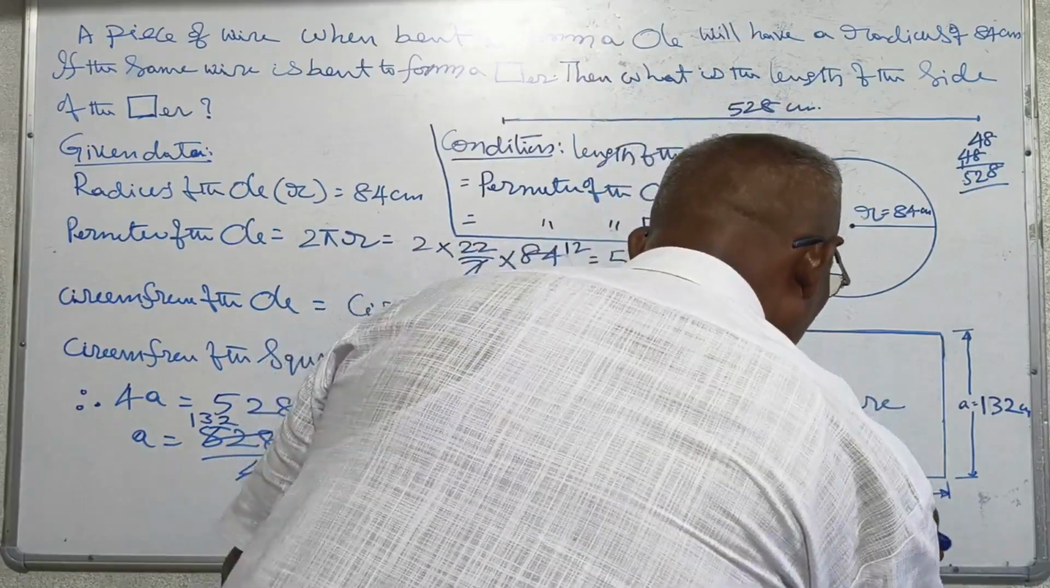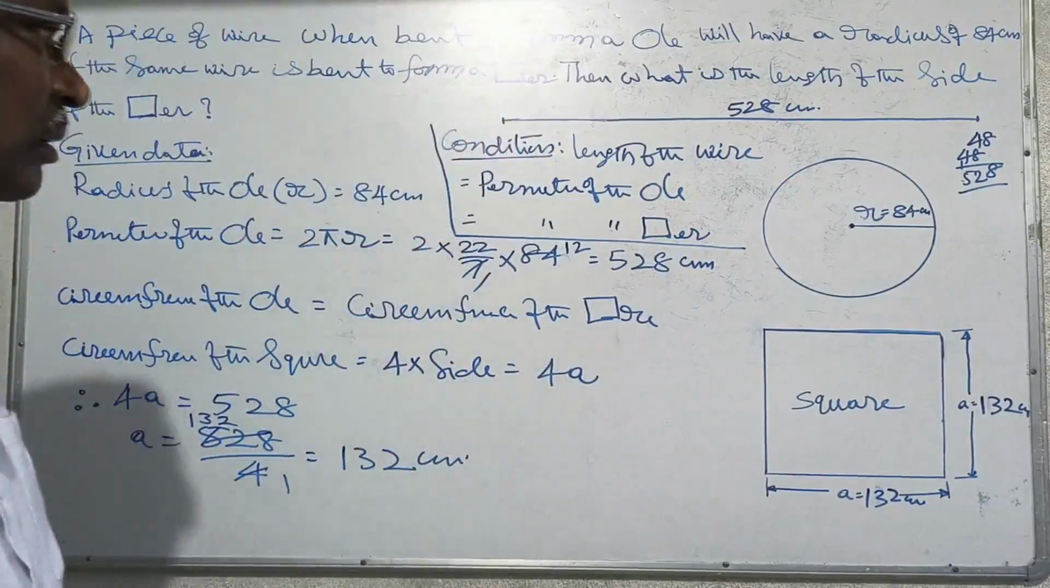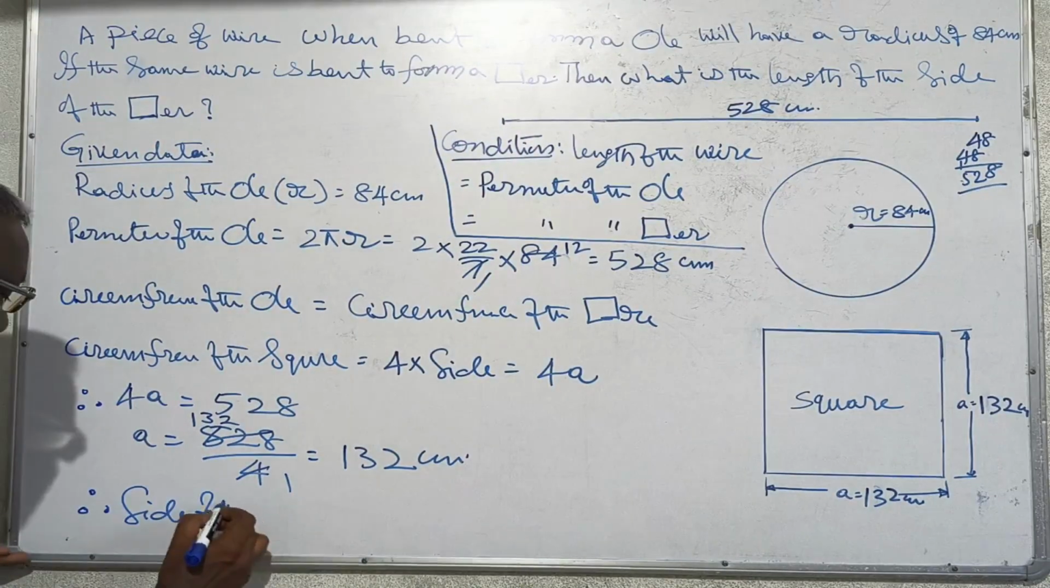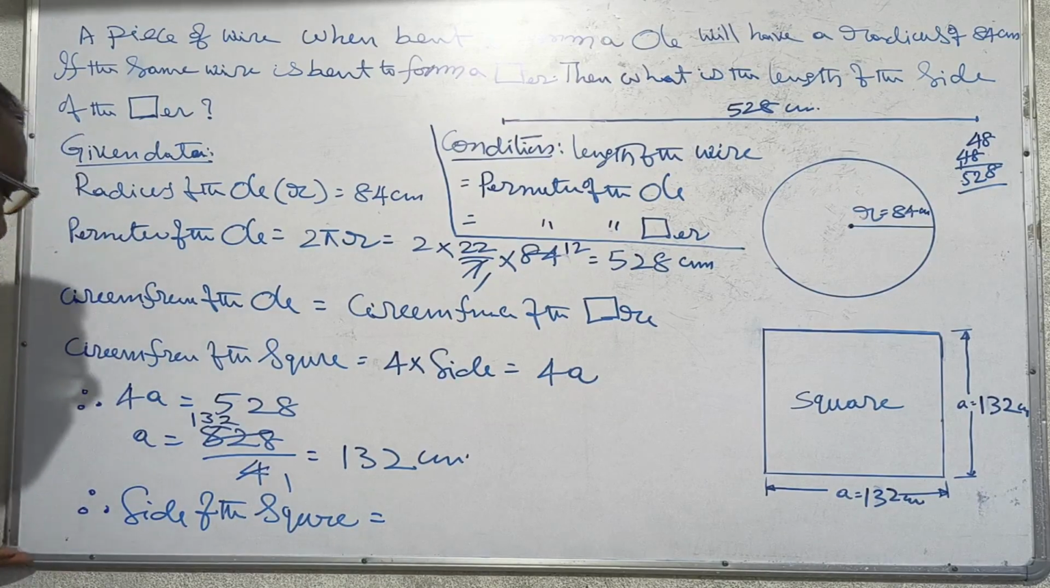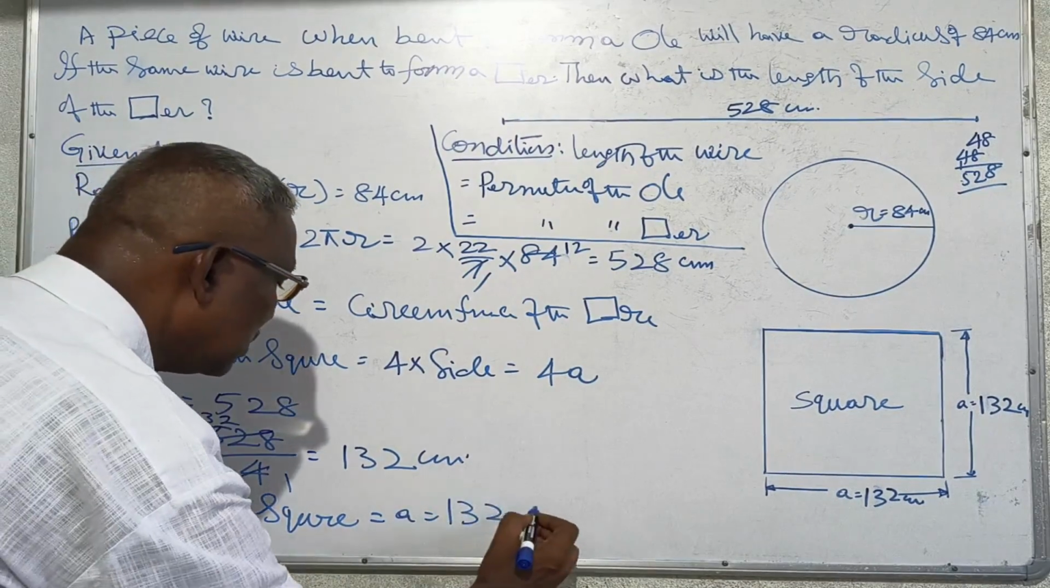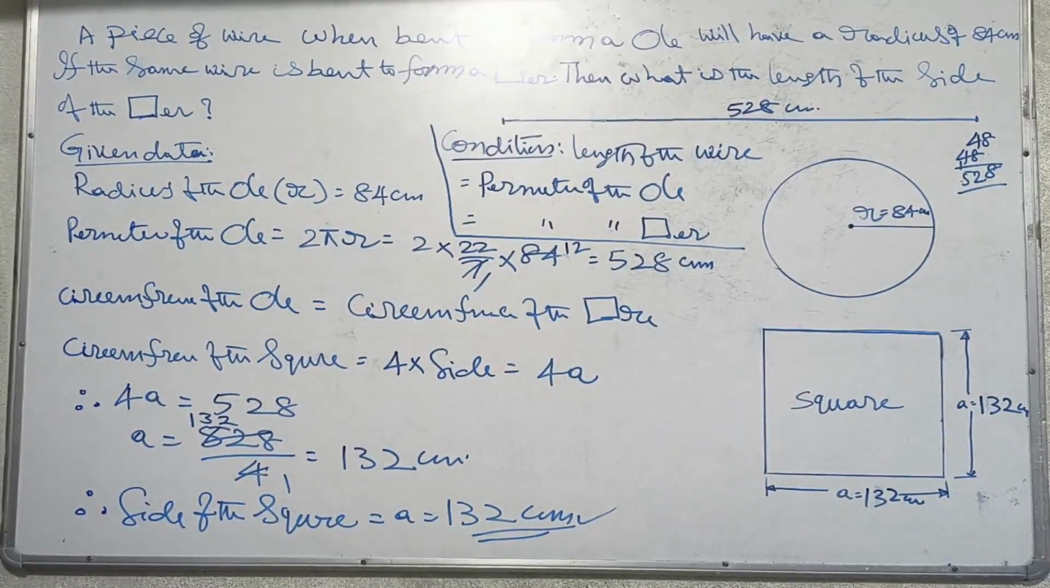Side of the square is equal to 132 centimeter. Therefore, side of the square is equal to 132 centimeter. Again, I am repeating now.